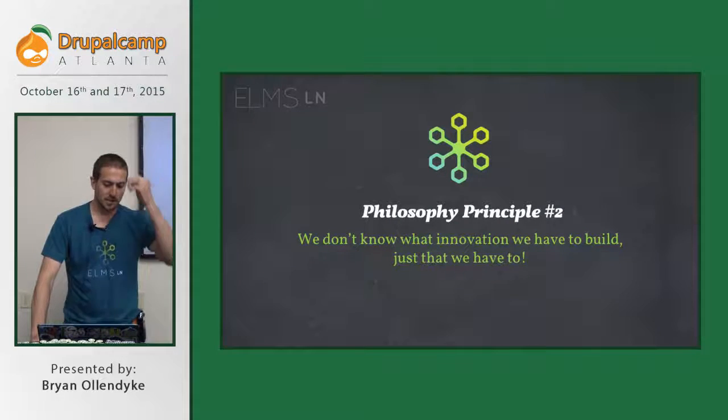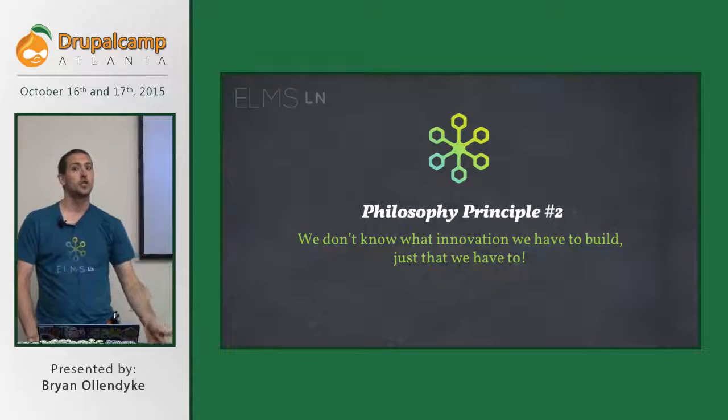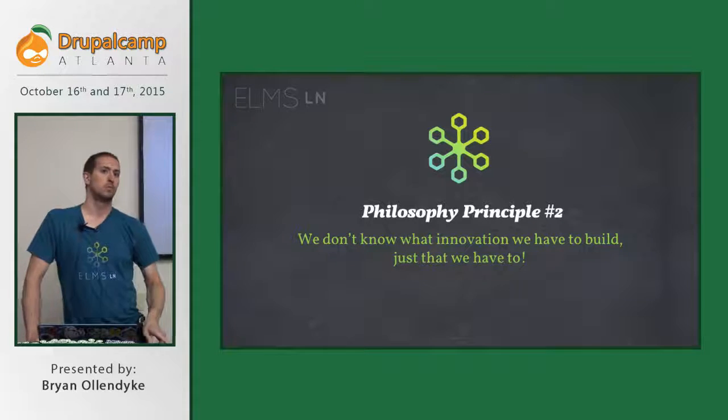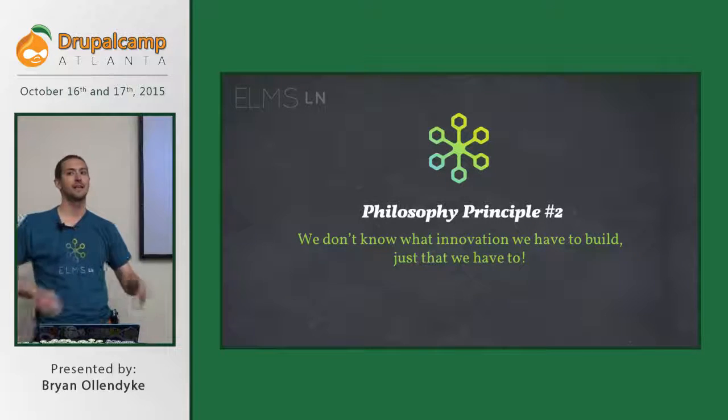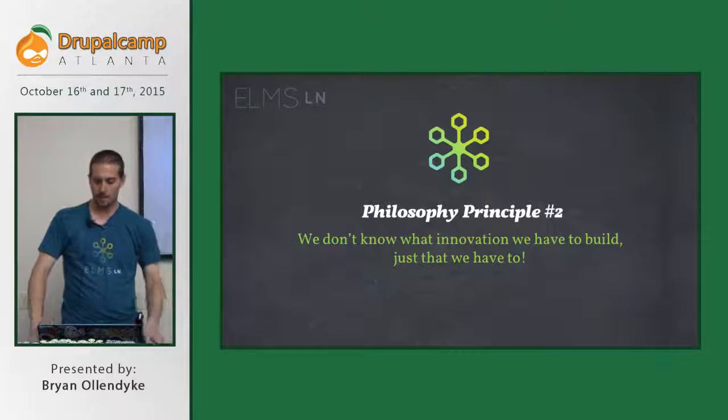So philosophy principle number 2 of the project: we don't know what innovation we have to build, just that we have to. It's an important point. I don't know. I don't have a silver bullet. I'm saying this is a methodology that we are deploying, and then we build solutions as needed.